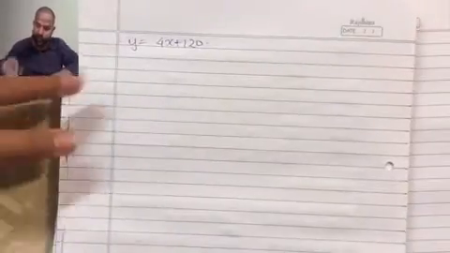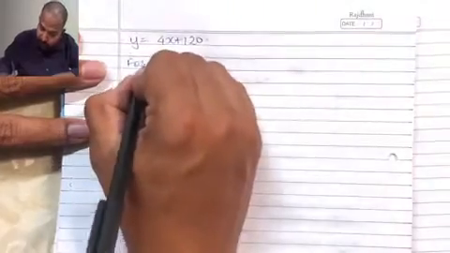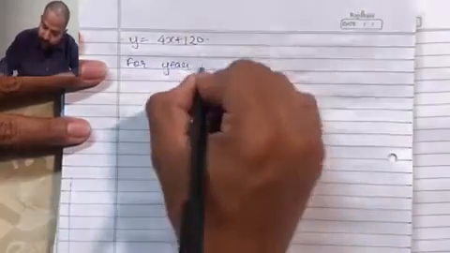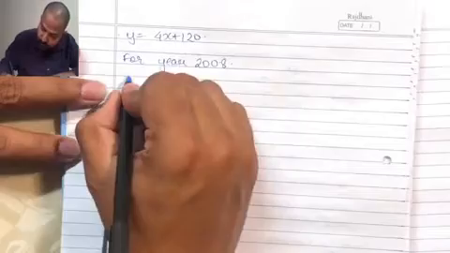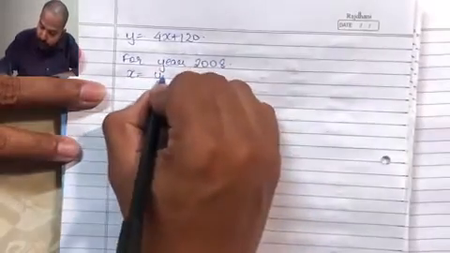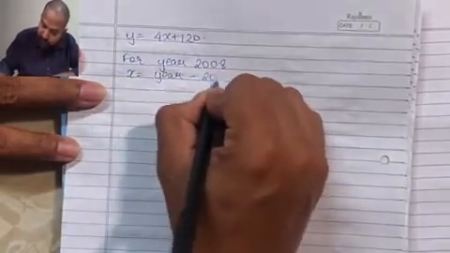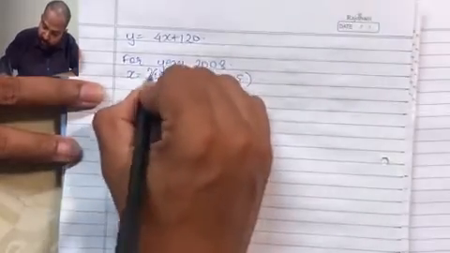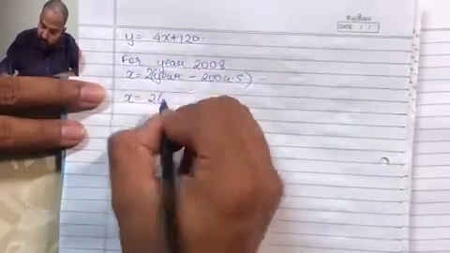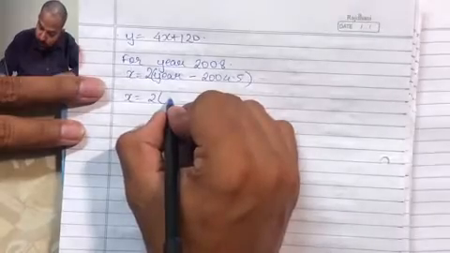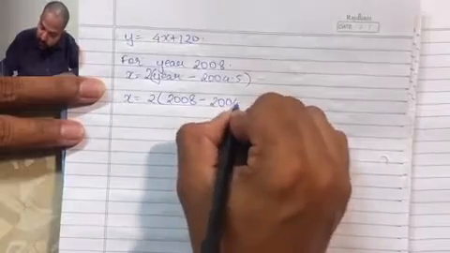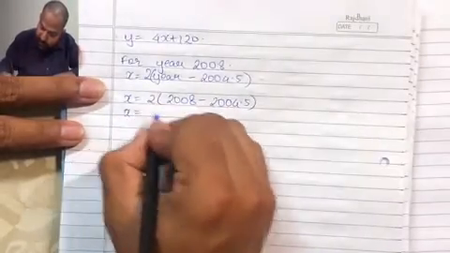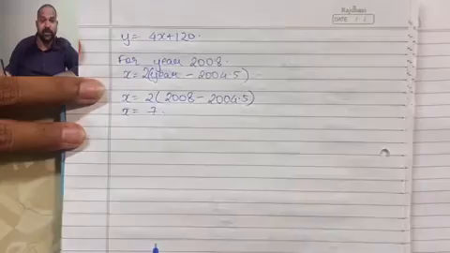So I'm going to say that for the year 2008, X is going to be year minus 2004.5 and then double it. So X is 2 into 2008 minus 2004.5. So X is 2 into 3.5, which is 7.